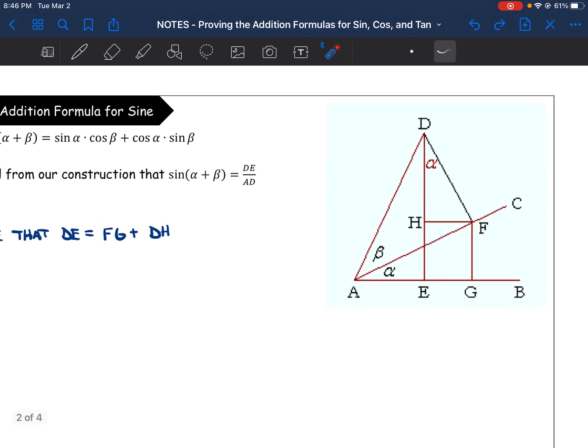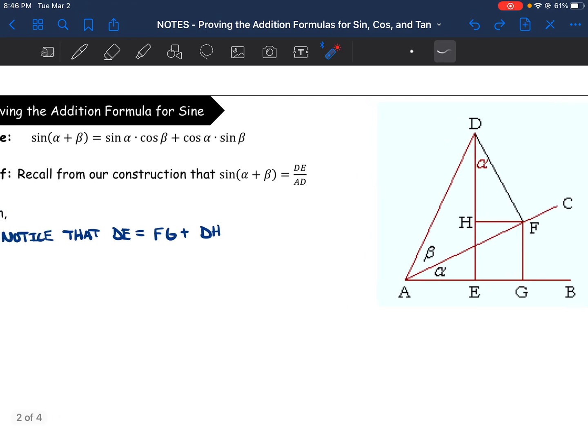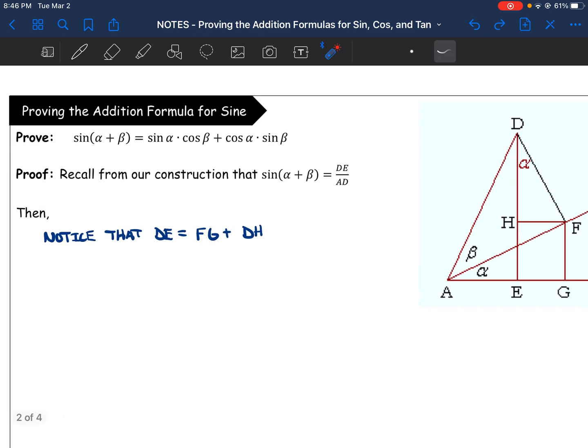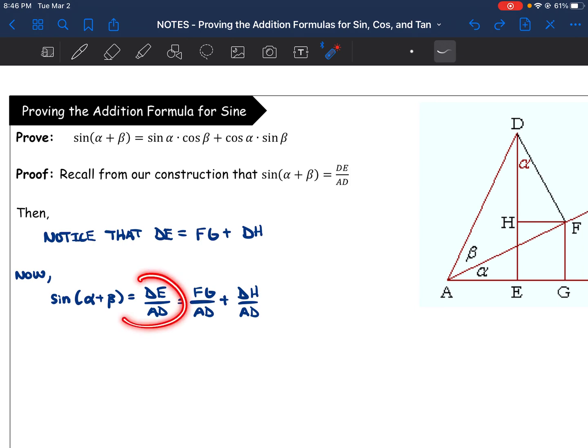And let's take a look at that real quick. So dE, this right here, is actually FG plus DH. And that makes sense, those line segments add up. So let's do a little bit of reorganizing. If sine of alpha plus beta equals dE over AD, and we know that dE is equal to FG plus DH, well then dE over AD becomes FG over AD plus DH over AD.